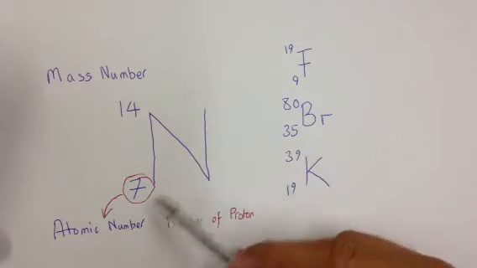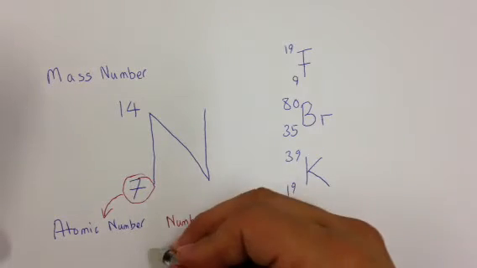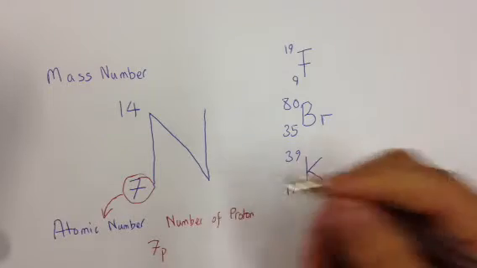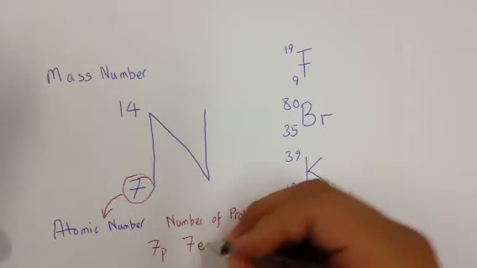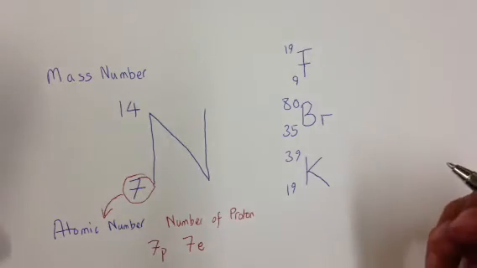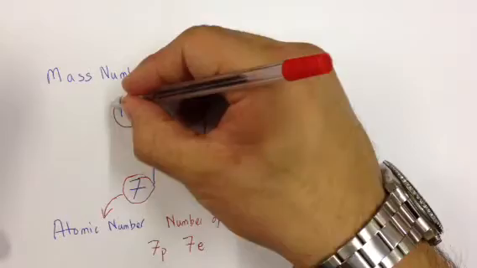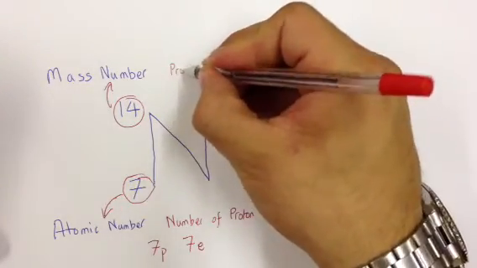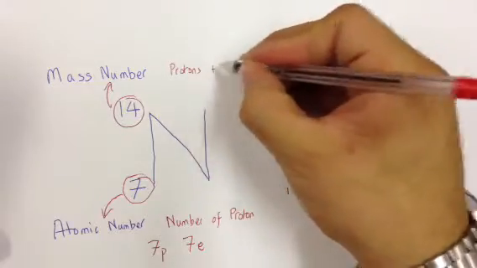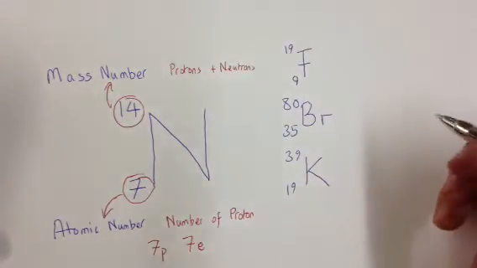So for example, nitrogen always has 7 protons. Now if there are 7 protons in an atom, that means there are also 7 electrons because they have to have equal numbers in atoms. The number at the top is the mass number. This is the bigger number, and that is the number of protons plus the number of neutrons, which are the other particles in the centre of the nucleus.